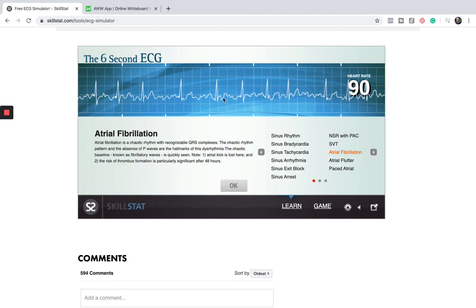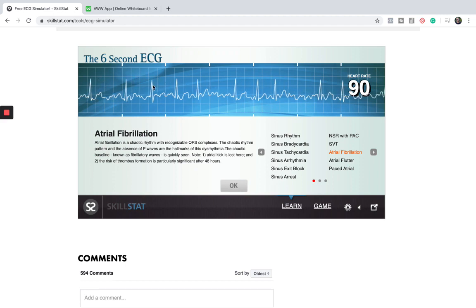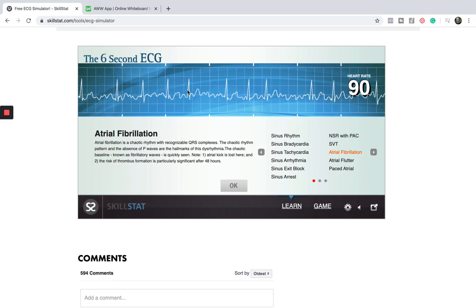AFib. Now, AFib is a chaotic rhythm. It really is. It's irregular, which means there's no pattern with AFib. So look, I'm going to let it run. Watch. Here to here, then here to here, then, okay, so go R to R. Here to here, here to here, here to here. Look at this, it's all over the place.